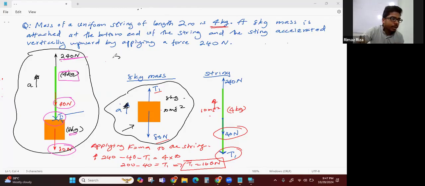So the question number 5, what is the tension at the middle of the string? At the middle of the string.